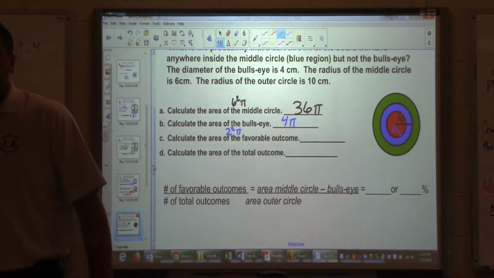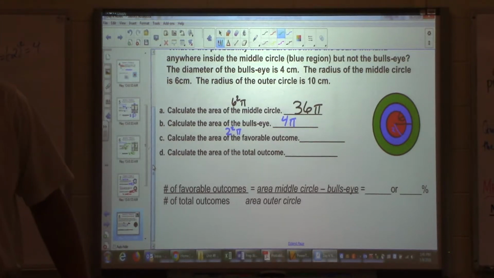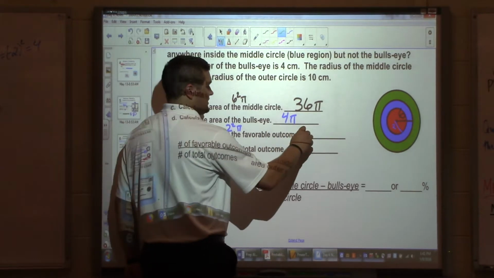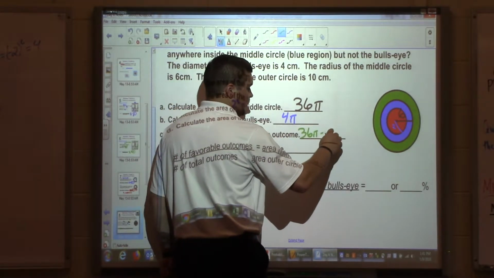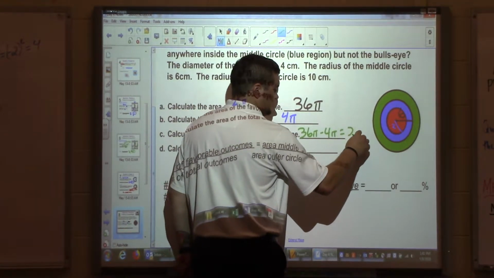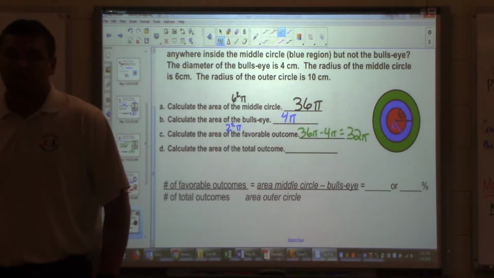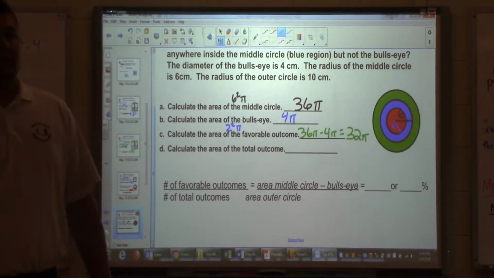The middle circle minus the bullseye, or 36 pi minus 4 pi. So that blue part is 32 pi. Alright?